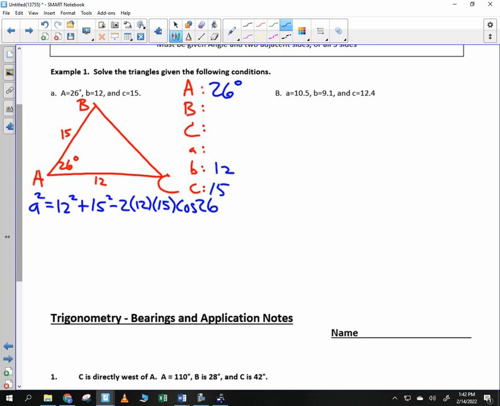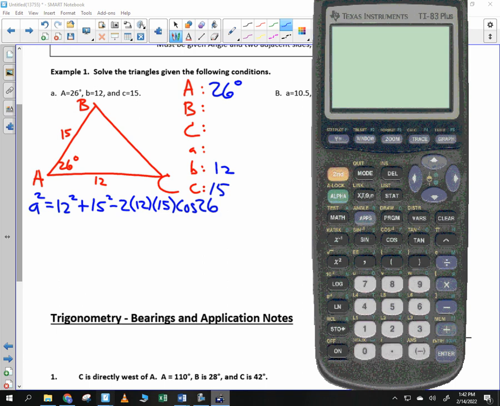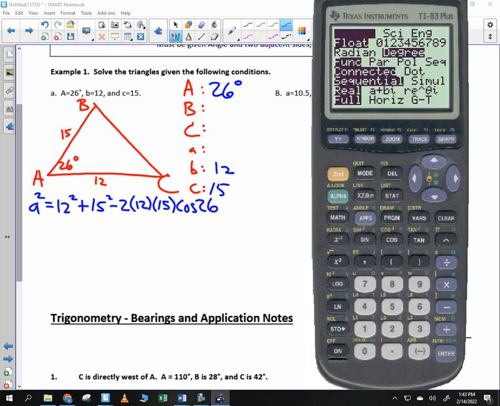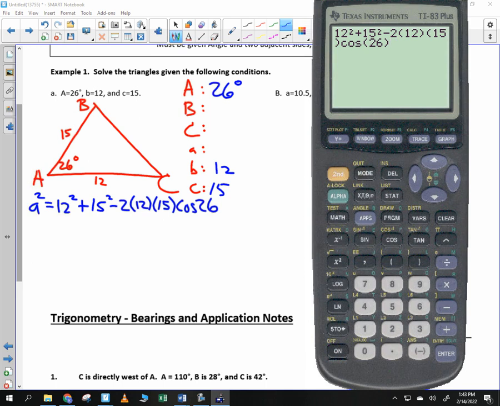So here's the cool thing: these new Texas Instruments calculators everybody's using, you can just type the whole thing in. It understands the order of operations. 12 squared plus 15 squared. So I just type it exactly like it looks. Minus 2, parentheses 12, parentheses 15, and cosine of 26. And because I teach a different class, I'm going to check my mode, make sure I'm working in degrees. I am. And then I press enter.